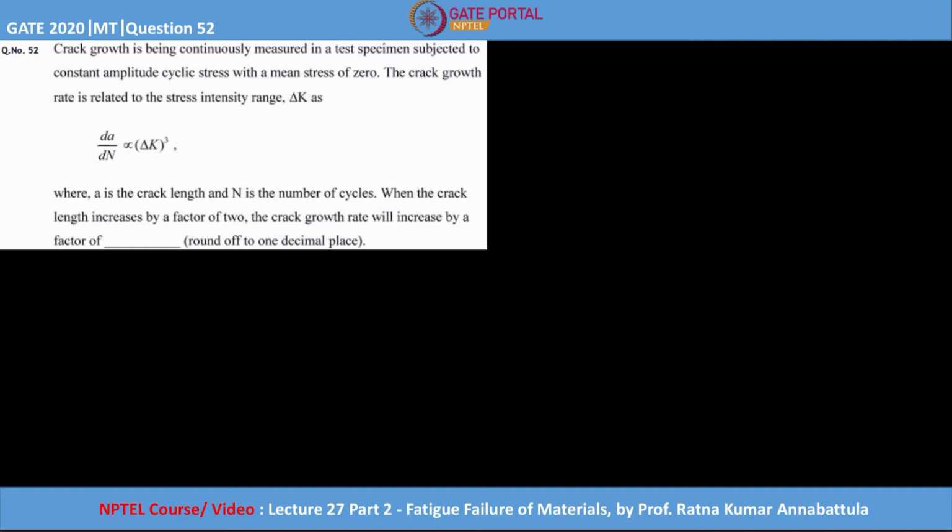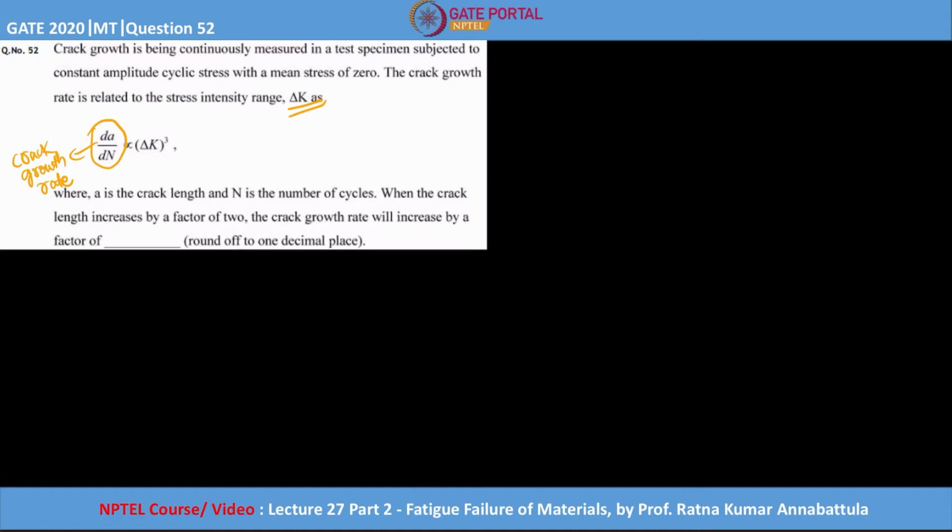The question says, the crack growth is being continuously measured in a test specimen subjected to constant amplitude cyclic stress with a mean stress of 0. The crack growth rate is related to the stress intensity range delta K and it is given by dA by dN, which is nothing but the crack growth rate, proportional to delta K cube. And delta K is nothing but the change in the stress intensity, or the range of the stress intensity.